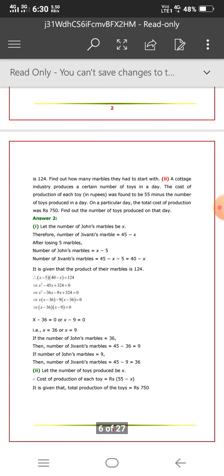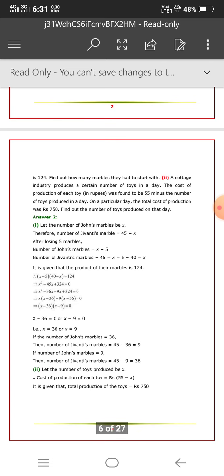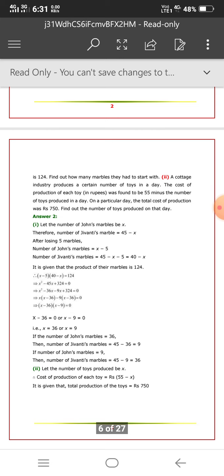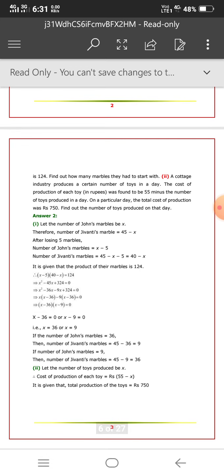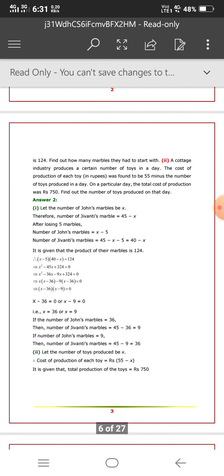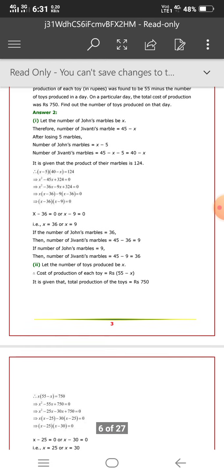दूसरा पार्ट करें कि a cottage industry produces a certain number of toys in a day. The cost of production of each toy was found to be 55 minus the number of toys produced in a day. On a particular day the total cost of production was 750. Find out the number of toys produced on that day.